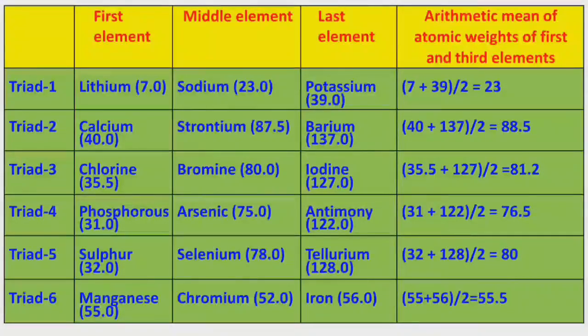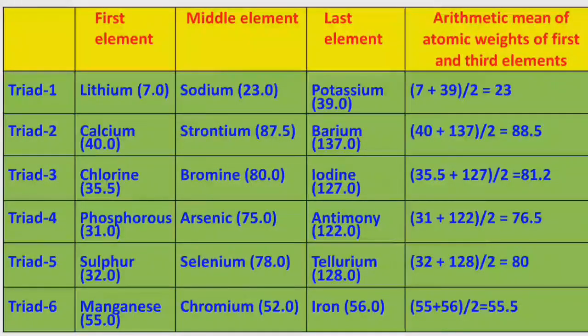Similarly, calcium, strontium, barium is one of the Dobereiner triads. Chlorine, bromine, iodine is one of the Dobereiner triads. Phosphorus, arsenic, antimony is one of the Dobereiner triads. Sulfur, selenium, tellurium is one of the Dobereiner triads. Manganese, chromium, iron is also one of the Dobereiner triads. These are the examples for Dobereiner triads.